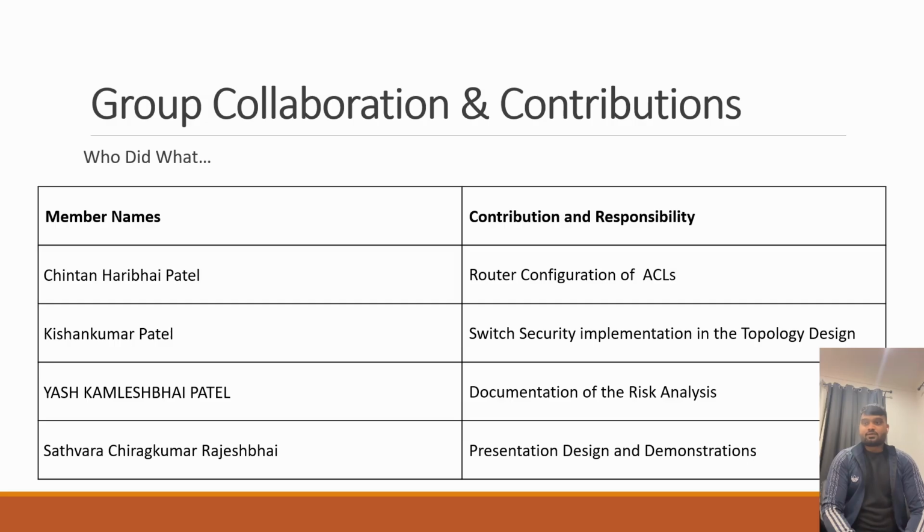Our team coordinated through weekly Google Meet sessions and used GitHub for version control of our configuration scripts. We did the router configuration and ACL design, handled switch security and VLAN design, and also developed the risk plan and incident response documentation. This structure allowed us to integrate, peer review seamlessly and resolve configuration issues swiftly.